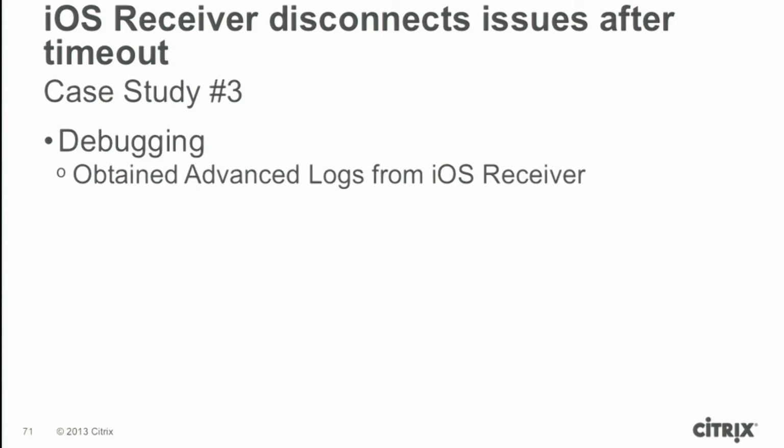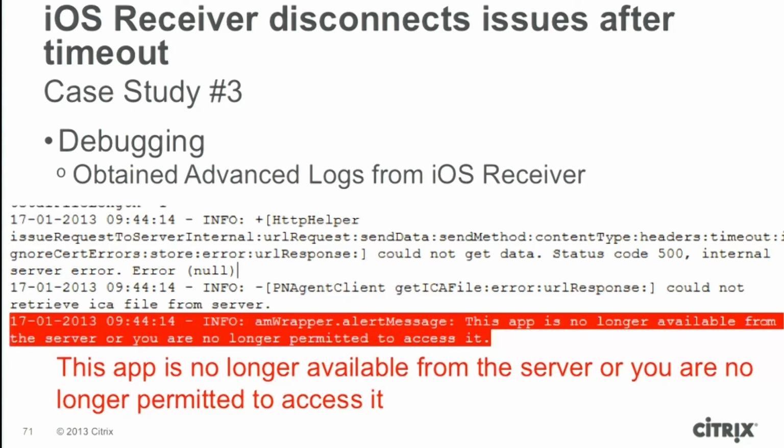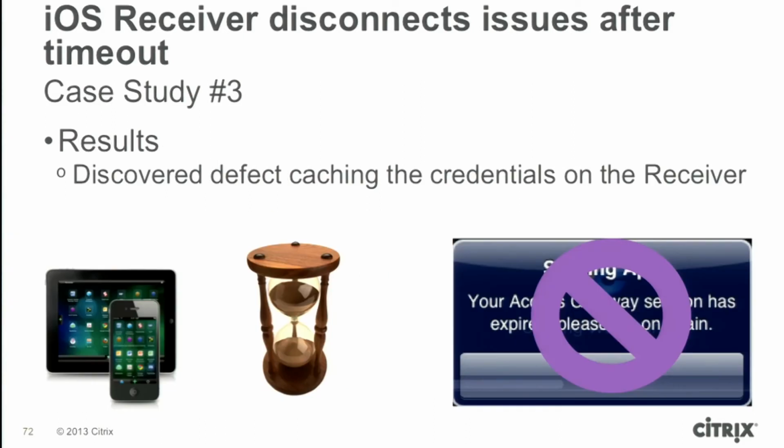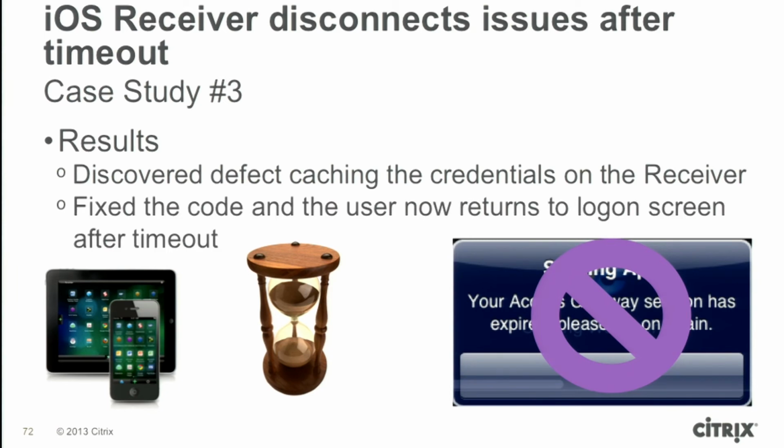So for this case, we obtained an advanced log for the iPad receiver, and it showed the app no longer available message. We discovered a problem in the way that we were caching the user credentials on the receiver. And with this data, we were able to fix this issue in receiver version 5.7 of the iOS receiver. And now, after the authentication times out, the user returns to the logon screen instead of getting the error.